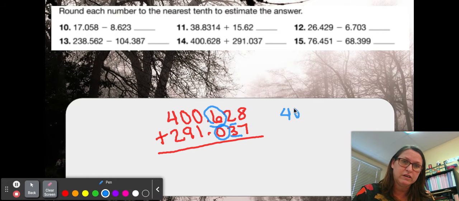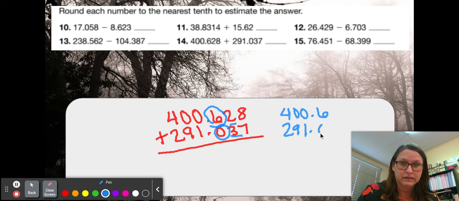So 400.6. And 3 is also in the 4 or less, so I'm going to let it rest. So 291.0.